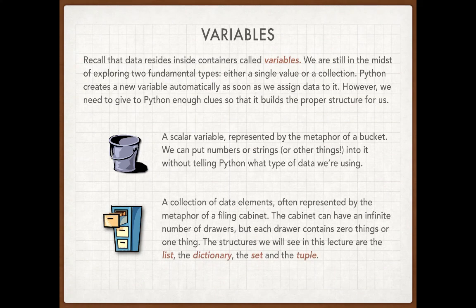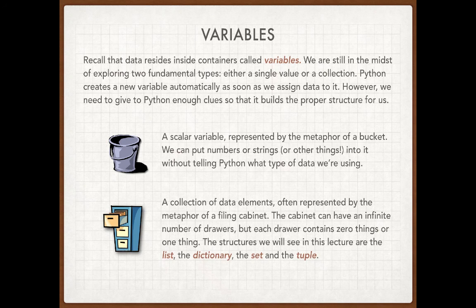As you've seen, we've already talked a little bit about variables, and we have these two metaphors for data containers. The first one we've already talked about is a bucket. Sometimes we call this scalar variables, but Python doesn't use that term that often. But we can put anything we want in there. We've put numbers in there. We put strings in there. Later we'll put other things into a bucket.